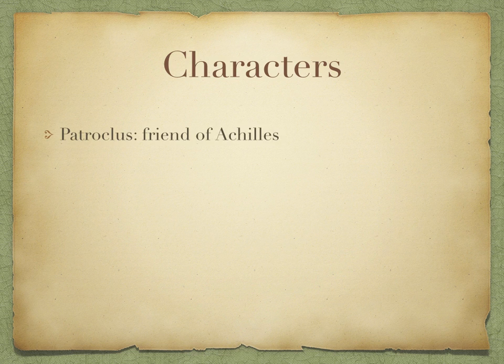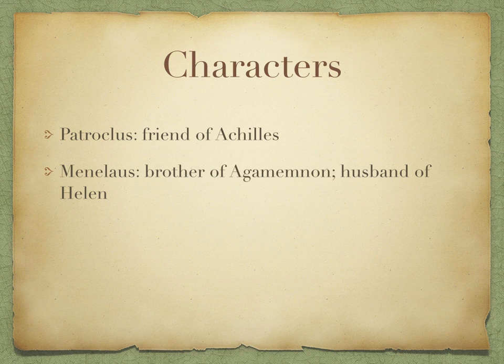Patroclus is a friend of Achilles, and sometimes he's regarded as his nephew or basically his protégé. Patroclus is someone in whom Achilles has invested a lot of time personally, showing him the ropes in order to make him a good warrior. Menelaus is the brother of Agamemnon and the husband of Helen, who has left the Spartans to be with Paris. Thetis is the mother of Achilles. She is a nymph, so she is immortal, therefore making Achilles a demigod.